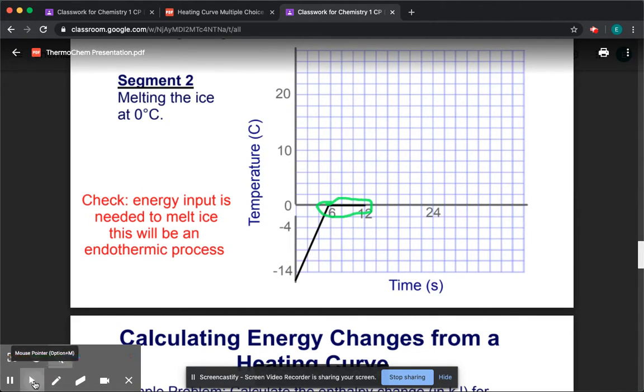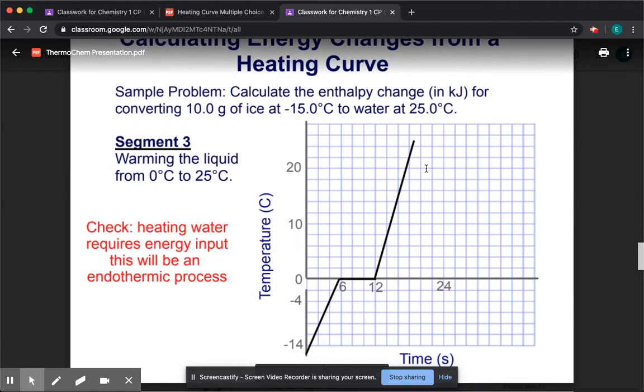And then now that it's melted, we can go to the final step. Now it's liquid water, and now we want to go from 0, which is where we were just at, up to 25. They don't have it labeled, but if you follow along, this right here is 25 degrees.